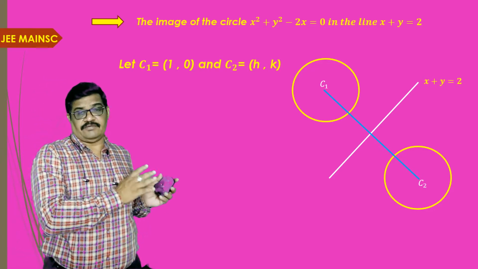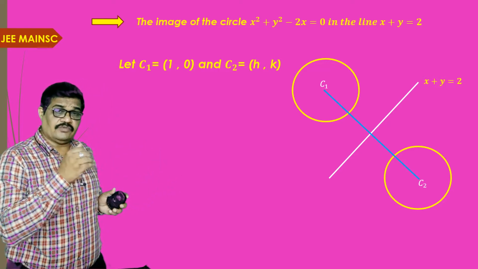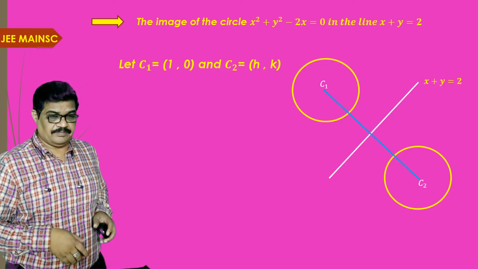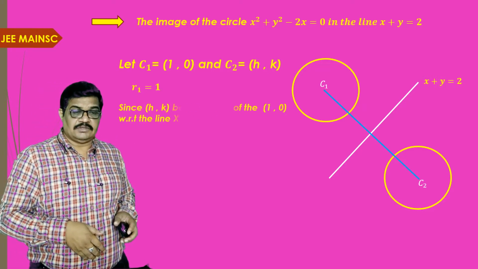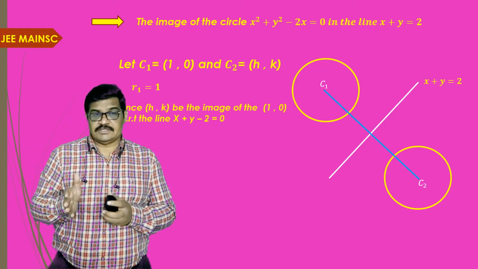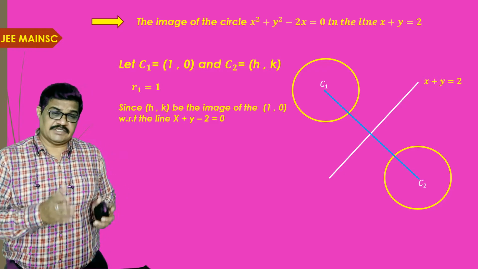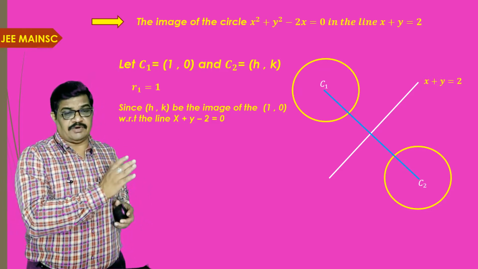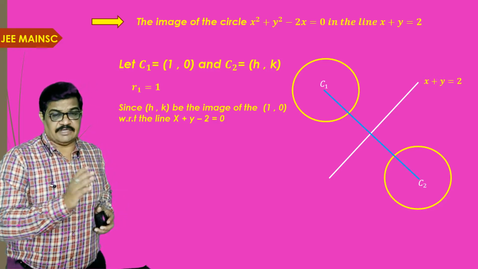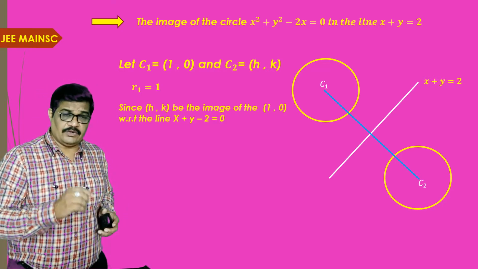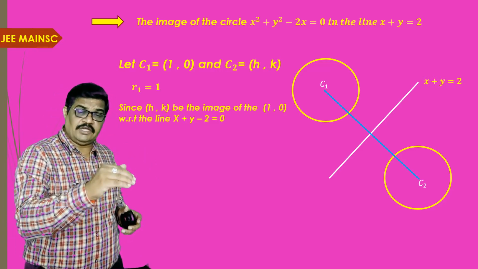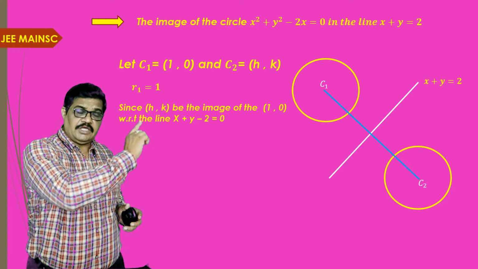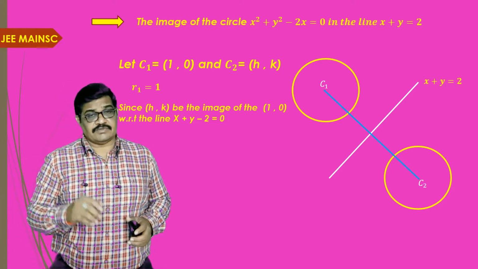First we have to find the center of the first circle, that is (1, 0), and the center of the image circle, which we assume C2 is (h, k). Here the radius of the first circle is 1, and we have to find the radius of the second circle. Since (h, k) is the image of the point C1 (1, 0) with respect to the line x plus y minus 2 equal to 0, C2 is the image of C1 with respect to the line x plus y equal to 2.